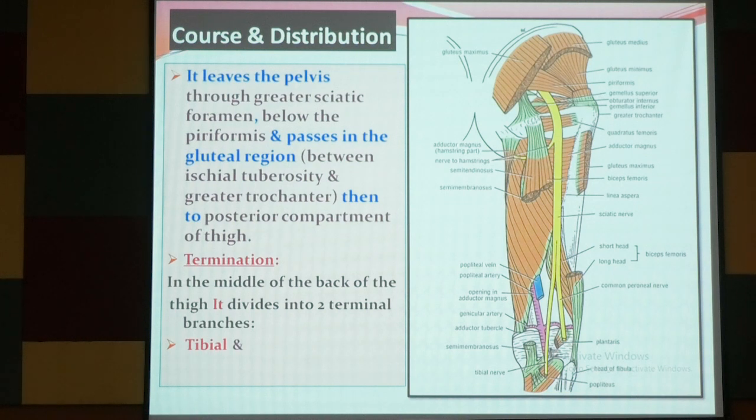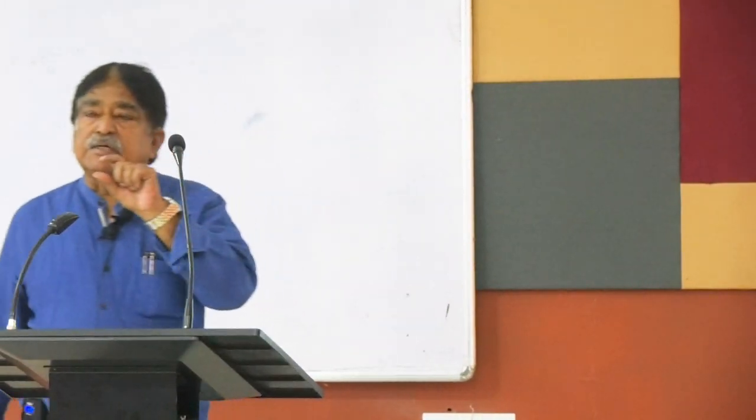Now, the hip bone has an acetabular cavity where the head of the femur articulates to form the hip joint. Now, the ischial tuberosity is part of the pelvic bone and the greater trochanter is part of the femur.